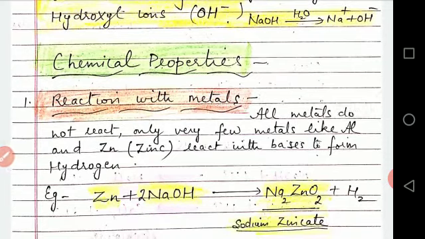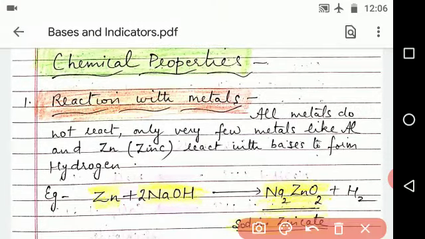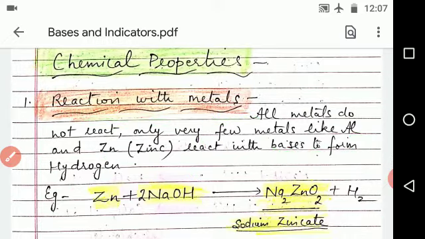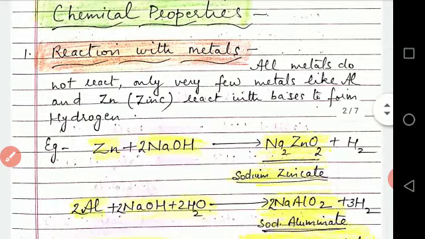Chemical properties. First is reaction with metals. All metals do not react with bases. Only a few metals like aluminium and zinc react with bases to form hydrogen gas and salt. For example, zinc plus NaOH gives Na2ZnO2 plus hydrogen.